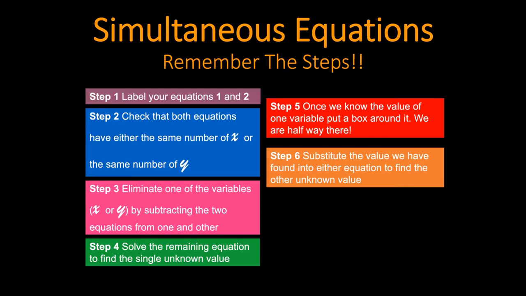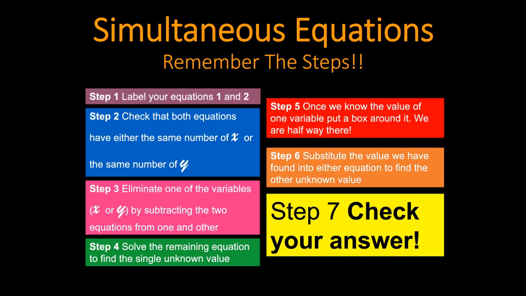the other unknown variable. Step 7, once you've got your two answers and you've put a box around them, make sure you check your answer. If you'd previously used equation 1 in step 6, you're going to use equation 2 to check your answers. If you had used equation 2 in step 6, you'll be using equation 1 to check your answers.